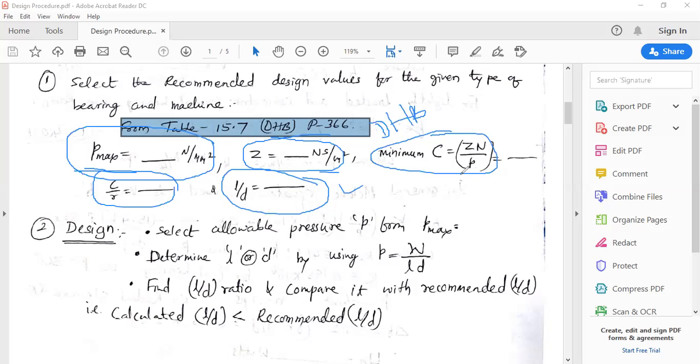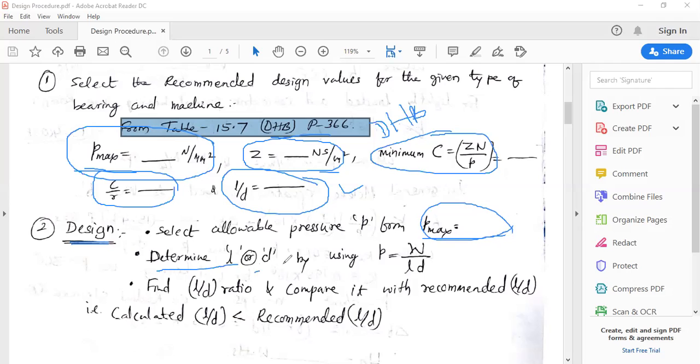And next, we go for the design. While designing, the next step is to standardize the recommended values which are listed in the first step. They are to be considered and standardized. For example, if the p value is given in terms of a range, from minimum to maximum, then the average value of p, or any particular value between those minimum and maximum values, is to be selected. So this is the first parameter.